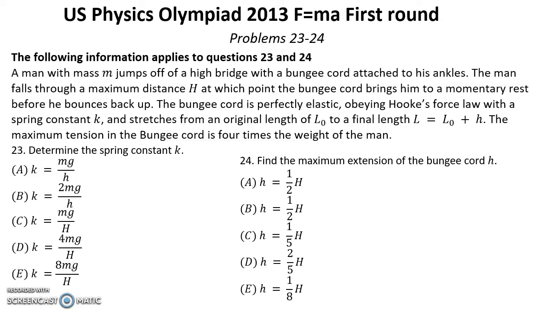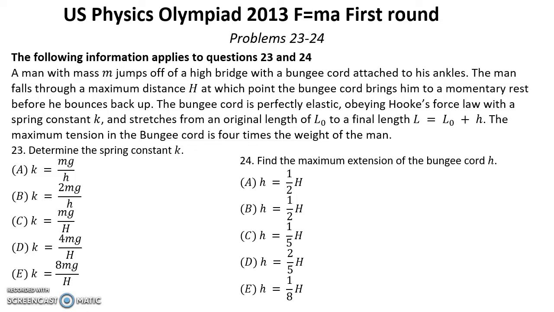The bungee cord is perfectly elastic, obeying Hooke's force law with a spring constant K, and stretches from an original length of L0 to a final length L equal L0 plus small h. The maximum tension in the bungee cord is 4 times the weight of the man. Questions. Question 23. Determine the spring constant K. Question 24. Find the maximum extension of the bungee cord, small h.